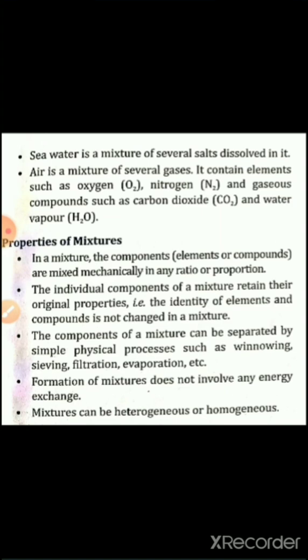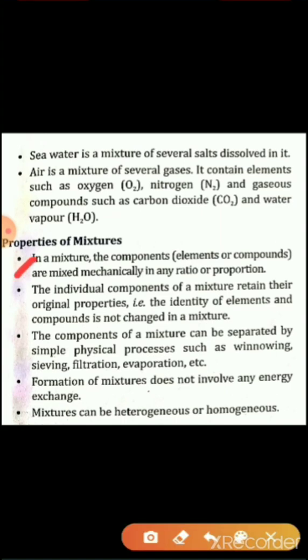Properties of mixtures. These properties help us to know what a mixture is and identify a mixture. First, the components, meaning the elements or compounds present in that mixture, are mixed mechanically, not chemically, in any ratio or proportion, meaning any amount of elements or compounds. In a compound the proportion must be fixed, but in a mixture any ratio or proportion of components can be mixed mechanically to form a mixture.